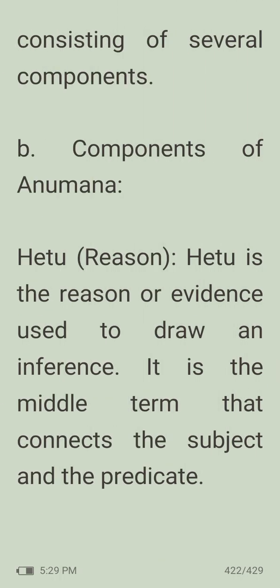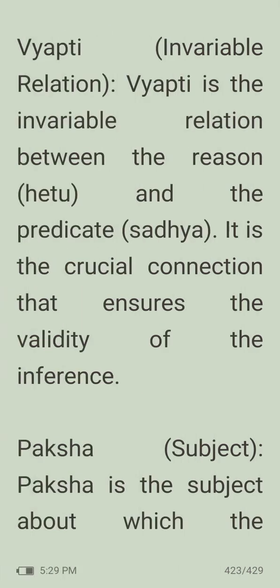So, components of anumana: Hetu, reason. Hetu is the reason or evidence used to draw an inference. It is the middle term that connects the subject and the predicate. So, vyapti, invariable relation, is the invariable relation between the reason and the predicate. It is the crucial connection that ensures the validity of the inference.